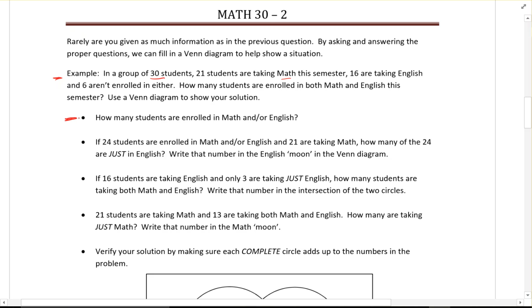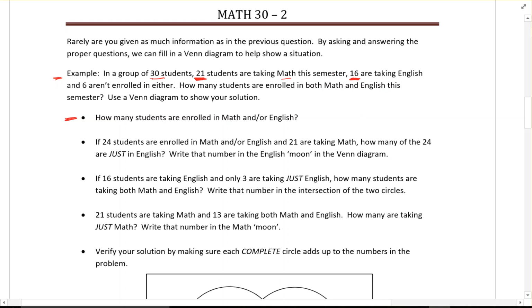Number 1 says, how many students are enrolled in math and or English this semester? So both, right? Or one or the other. They might just take math, they might just take English, or they might take math and English. So we can't just look at 21 students and 16 students taking English, because we don't know what mix might be taking both. Some might be taking only math, some only English, and some might be mixing, and we don't know what that mixture is. But we can figure something out here.